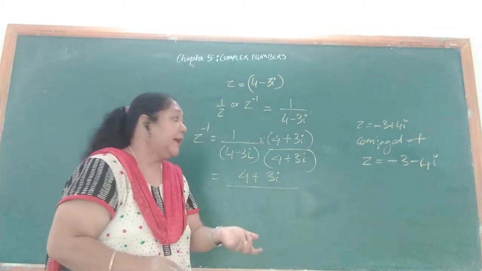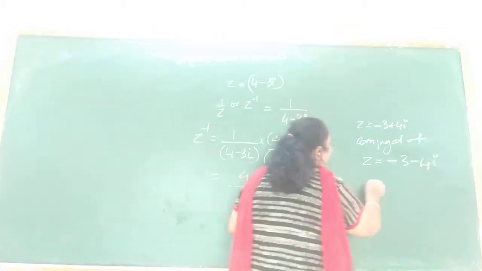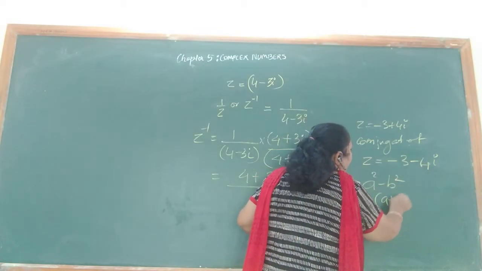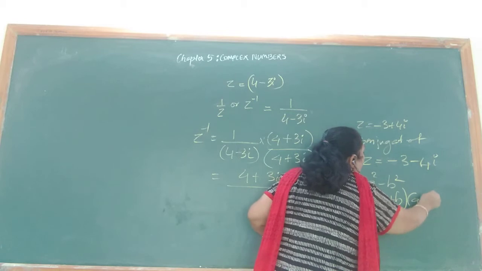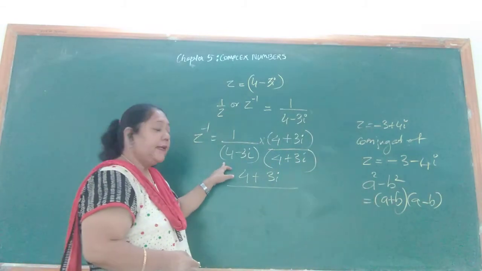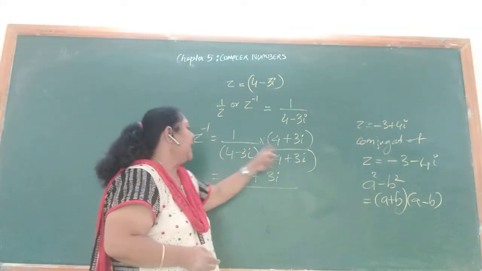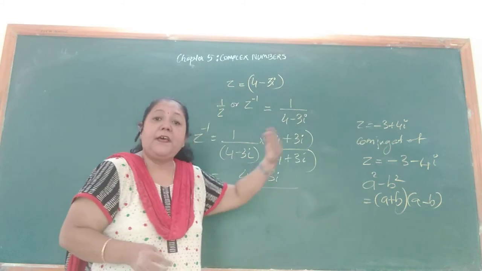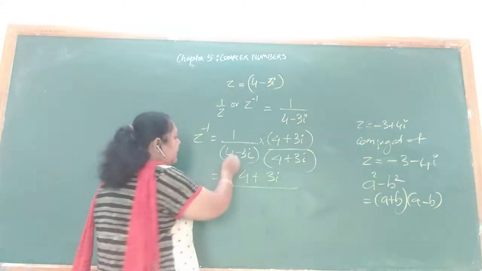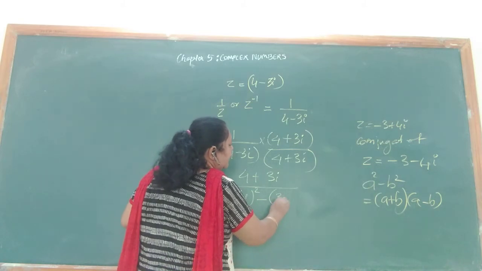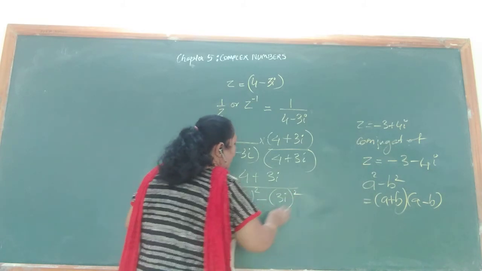Now, in your lower classes you have learned the formula a square minus b square is equal to a plus b into a minus b. Same formula you apply over here. It is a plus b into a minus b, so you write it as a square minus b square. So this is a square, that is 4 square, minus b square, that is 3i whole square.